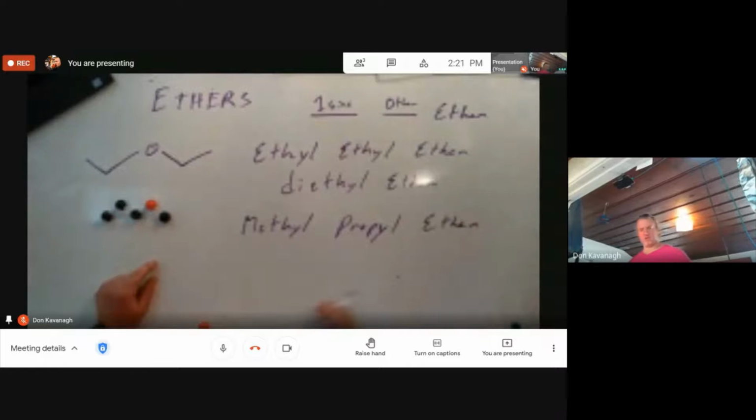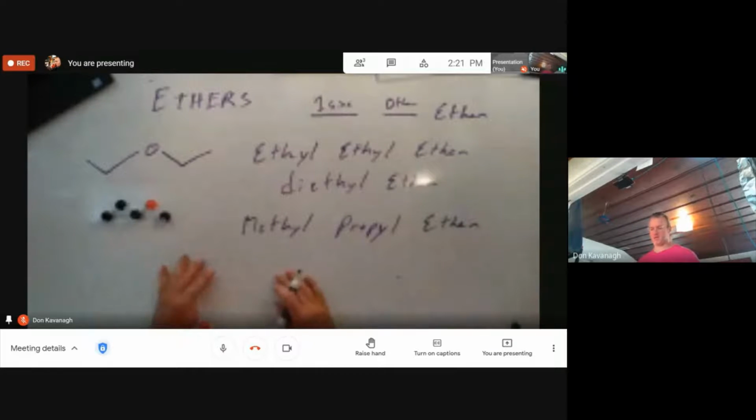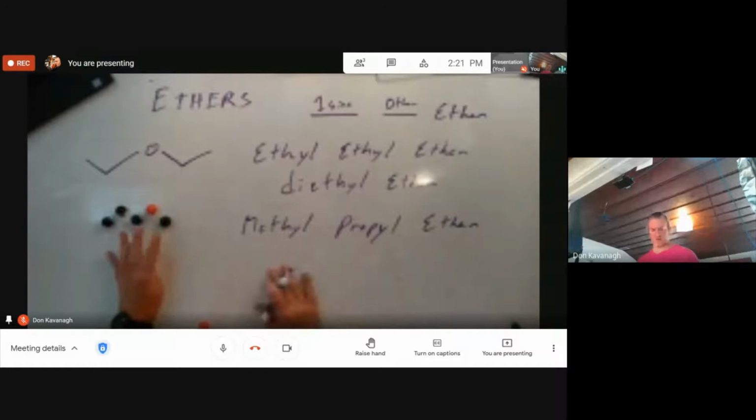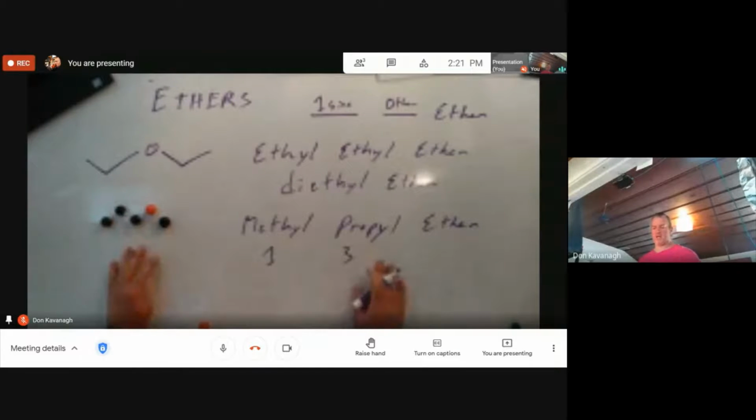Now, sticking with our basic rules for naming, we want to make sure that the number of carbons in our name matches the number of carbons in the structure. 1 and 3, 1, 2, 3, 4. Okay, this matches up. And there is a ranking with this ether system. We have the methyl, the smallest one, first, and the larger one second. Let's do another one.